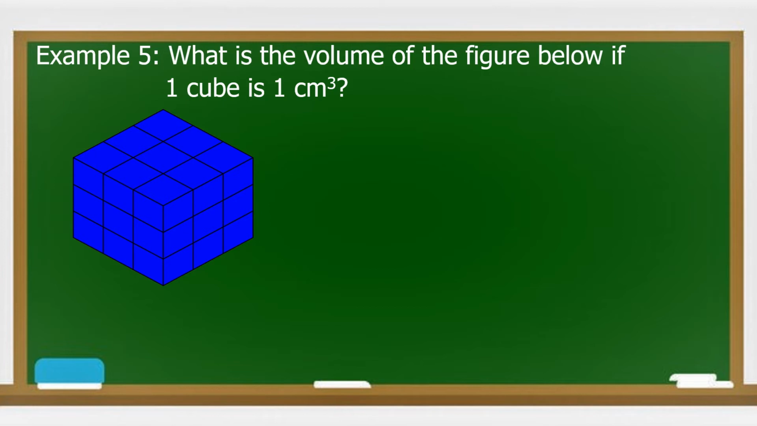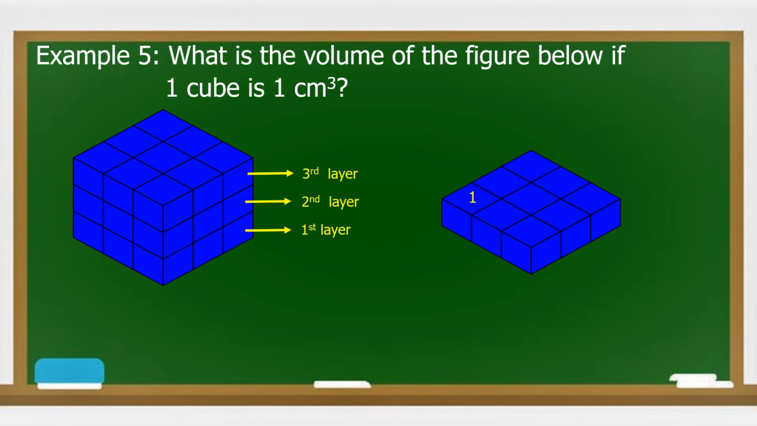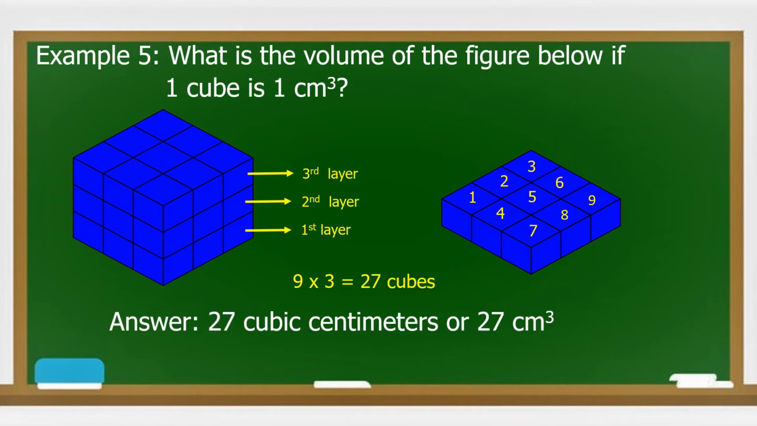As you can see in the figure, there are 3 layers. 1, 2, 3. Let's count the number of cubes in one layer. 1, 2, 3, 4, 5, 6, 7, 8, 9. 9 cubes in one layer. Since there are 3 layers, 9 times 3 equals 27 cubes in the figure. So the answer is 27 cubic centimeters.